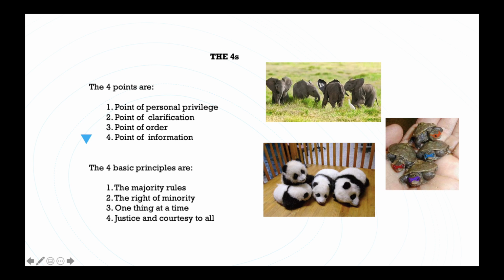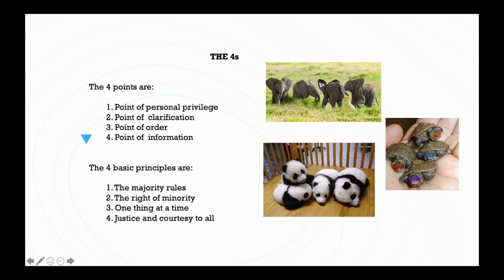Next, we'll talk about the fours. These are the 4 points. The first point is the point of personal privilege. The second point is the point of clarification. The third point is the point of order, and the fourth one is the point of information.